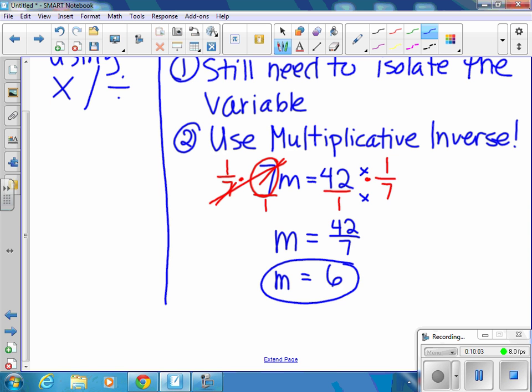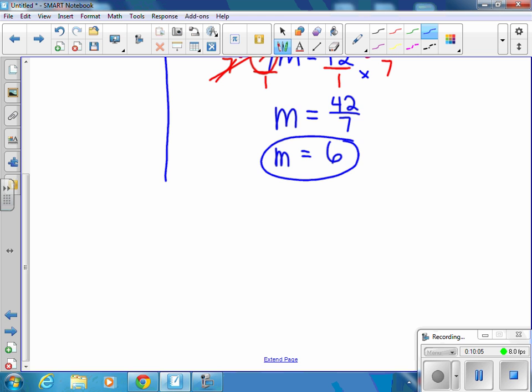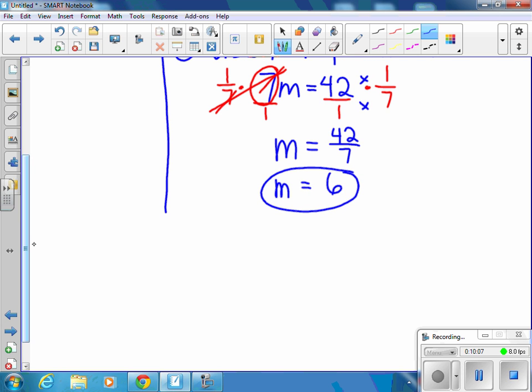Now, we know that we can do this a little bit differently. Instead of multiplying, if I had this, 7m is equal to 42. We can, again, the multiplicative inverse is the same as doing the opposite operation. So instead of multiplying by the multiplicative inverse, I can actually divide by whatever number's there because it does the same thing.